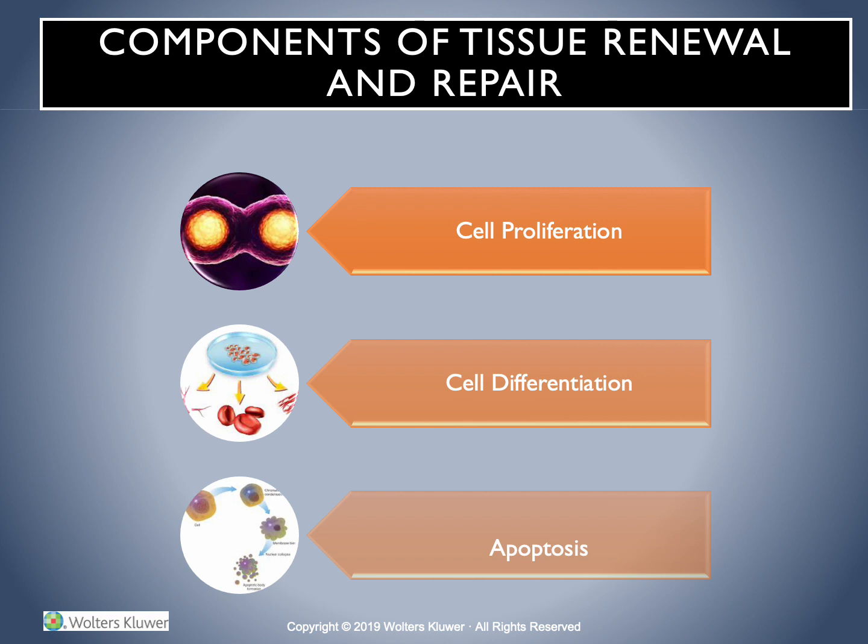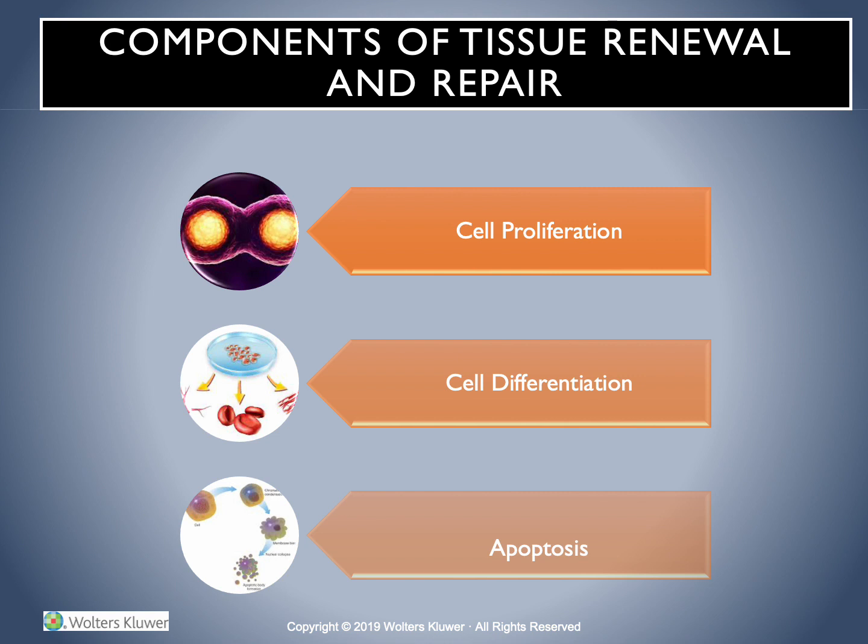Apoptosis, also known as programmed cell death, plays a crucial role in tissue renewal and repair. It is a highly regulated process that eliminates damaged or unnecessary cells. Apoptosis helps in maintaining tissue homeostasis by removing old or dysfunctional cells and allowing the replacement with new cells.